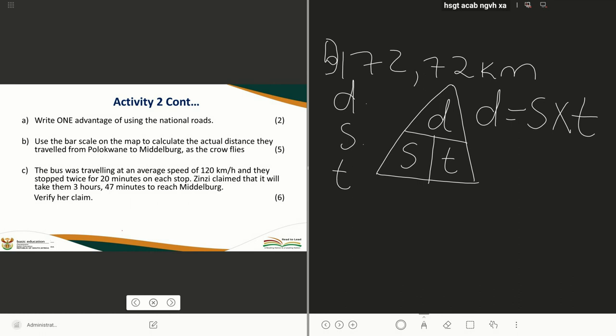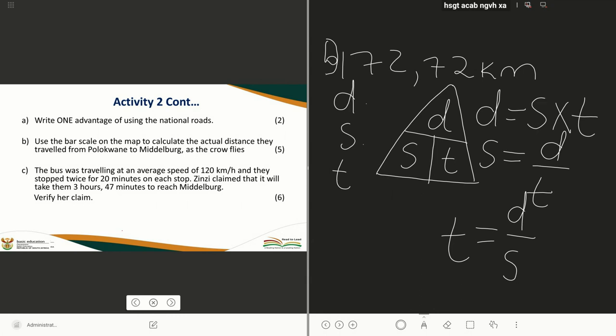And if I'm looking for speed, speed is S equals to the D on top and then the T at the bottom. So it means speed is equal to distance over time. And if I'm looking for my time, time is equal to D on top and S at the bottom. So if I was calculating time, my formula for time would be distance over speed.